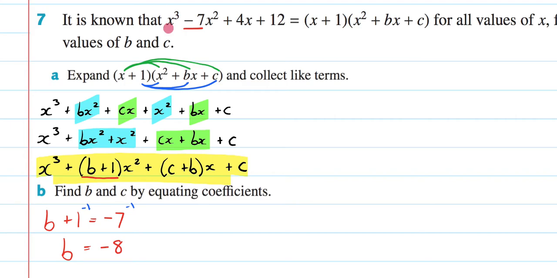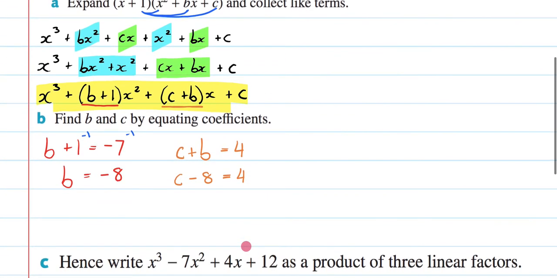Perfect. Then the next thing I'm going to do is say c plus b must be equal to 4 because they're both in front of x. So I'm going to get c plus b is equal to 4. Now I know that b is equal to negative 8, so I can go c minus 8 equals 4. Then what I do is I can just simply plus 8 to both sides. And as you can see, I'm going to be left with c is equal to 12.